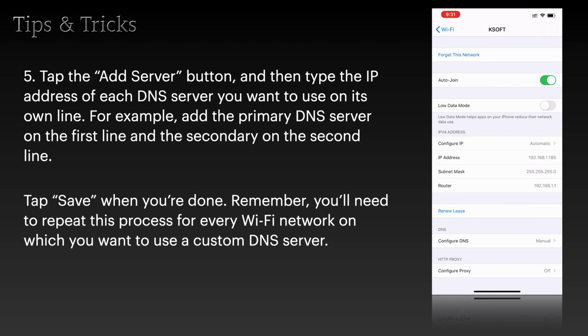Tap the Add Server button, and then type the IP address of each DNS server you want to use on its own line. For example, add a primary DNS server on the first line and the secondary on the second line. Tap Save when you're done.